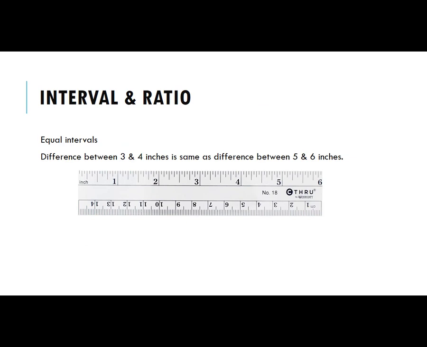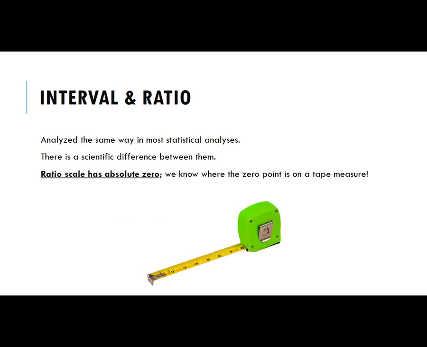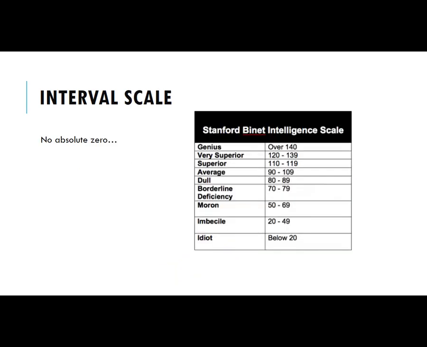So they're equal intervals. The difference between 3 and 4 inches is the same as the difference between 5 and 6. So with interval and ratio, the differences are the same between each point. They're analyzed the same way in most statistical analysis. There is a scientific difference between them. So ratio, as I mentioned before, has an absolute 0. We know where the 0 point is on a tape measure. Okay, so think about things that have an absolute 0. A 0 point. What can you actually have 0 in? And that would be ratio.